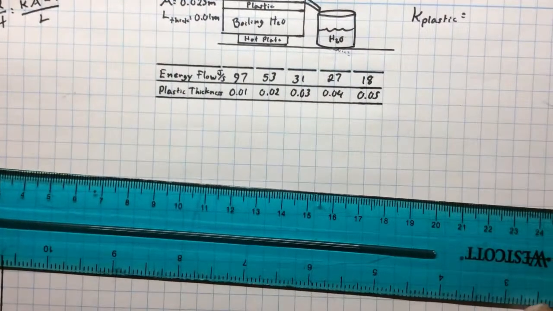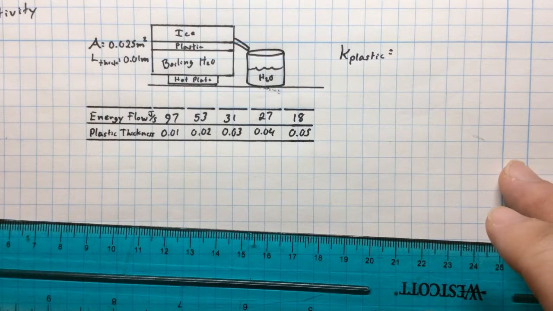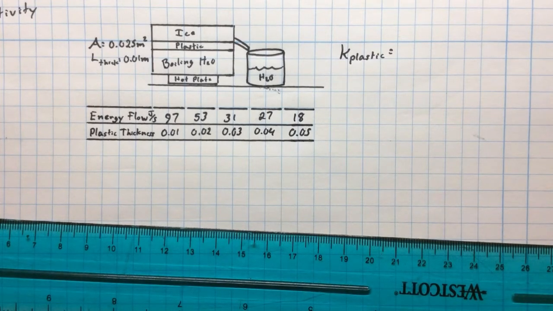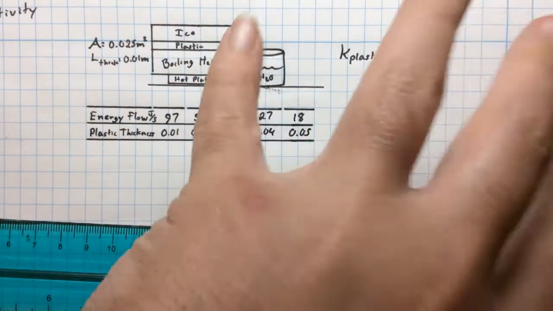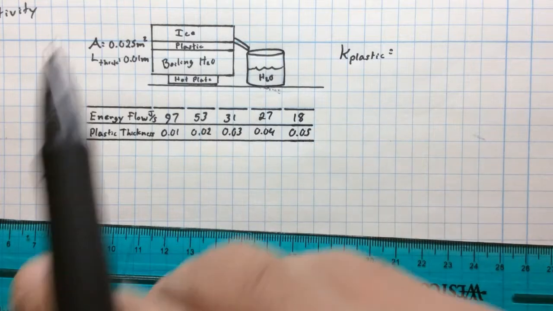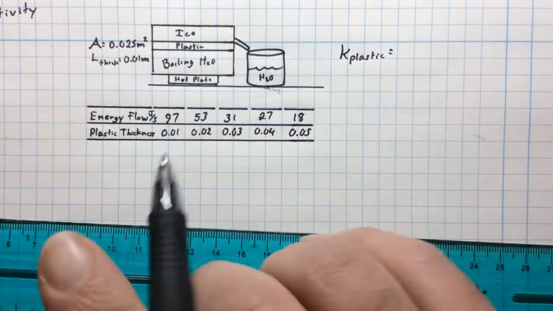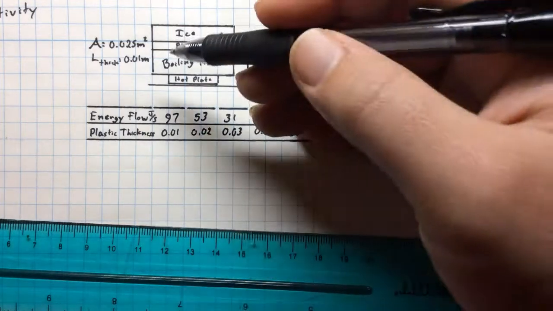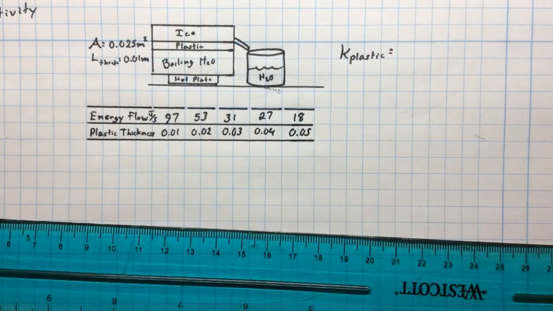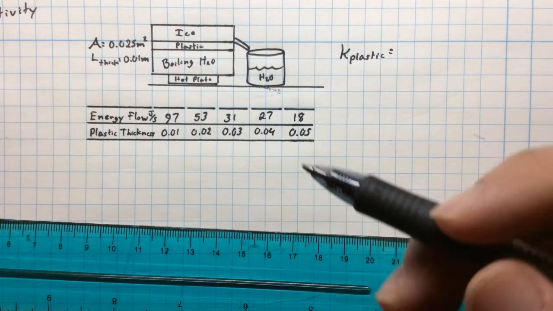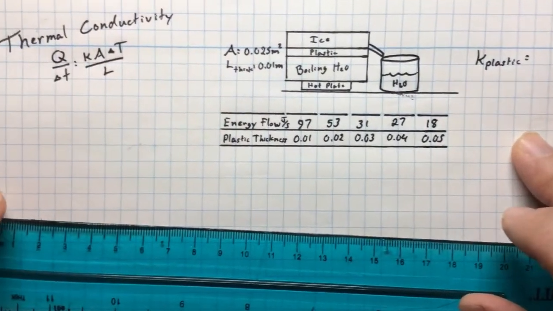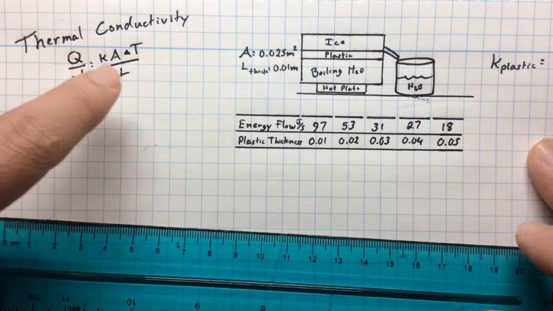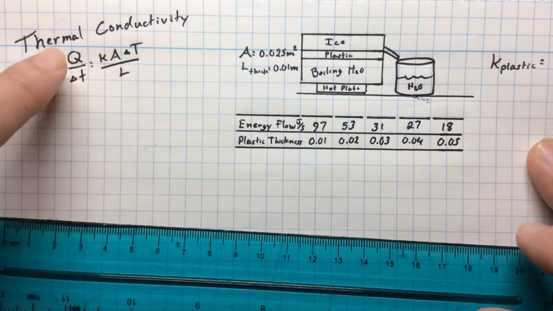So let's get started. We've got a question that says we've got some students. They do an experiment where they have this setup and they stack plastic plates, and as they stack the plastic plates, they measure the energy flow as more plates are added. And they find that as these plates get thicker, the energy flow goes down. And their question is, what is the thermal conductivity of the plastic? So we have these values of joules per second, and we have the value of the plastic thickness. So at the moment with our equation, we have L and we have Q over T.